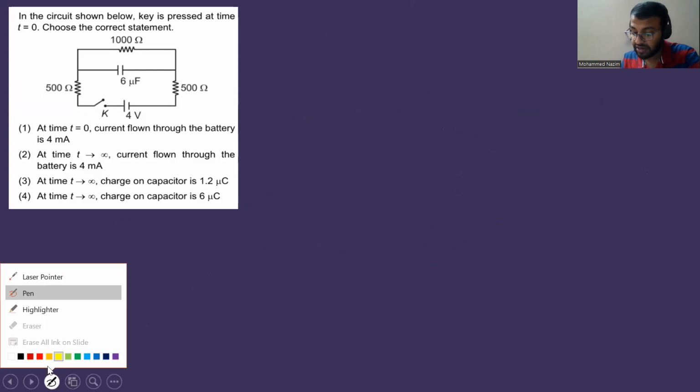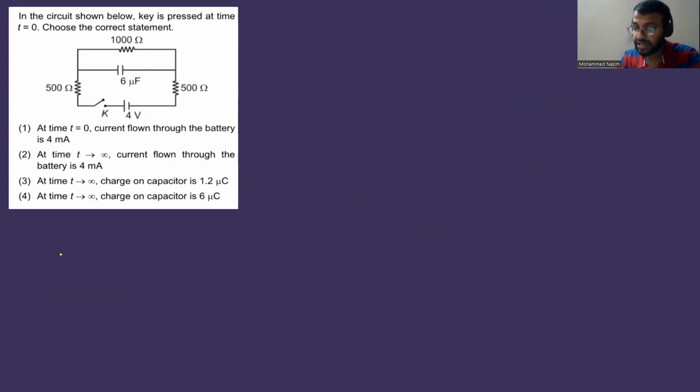Next question we have here. In the circuit shown below, the key is pressed at t equal to 0. So you're closing the switch or key at t equal to 0. Choose a correct statement. At time t equal to 0, the current flowing through the battery is 4 milliampere.